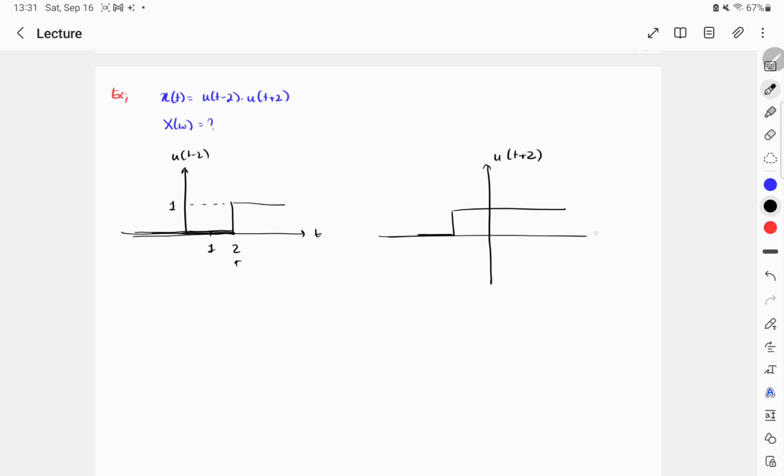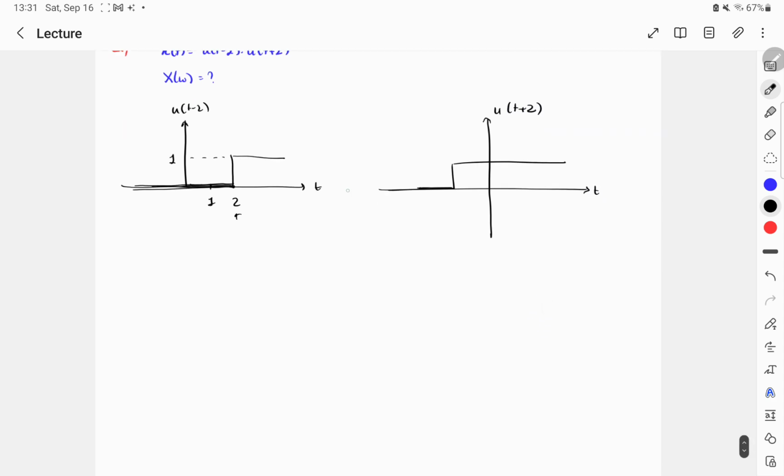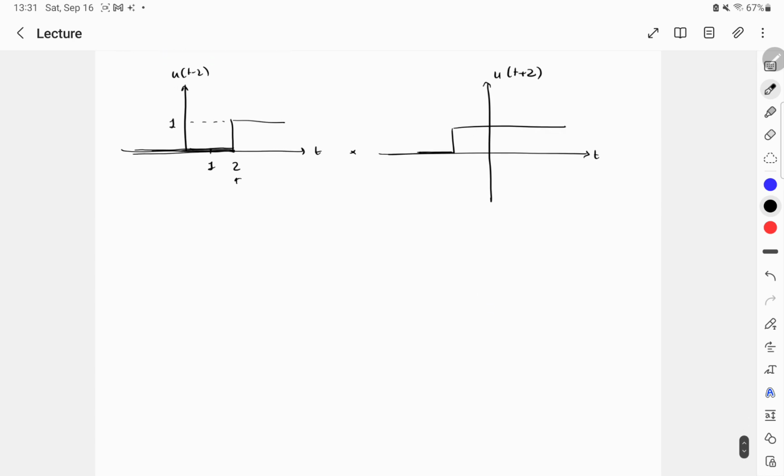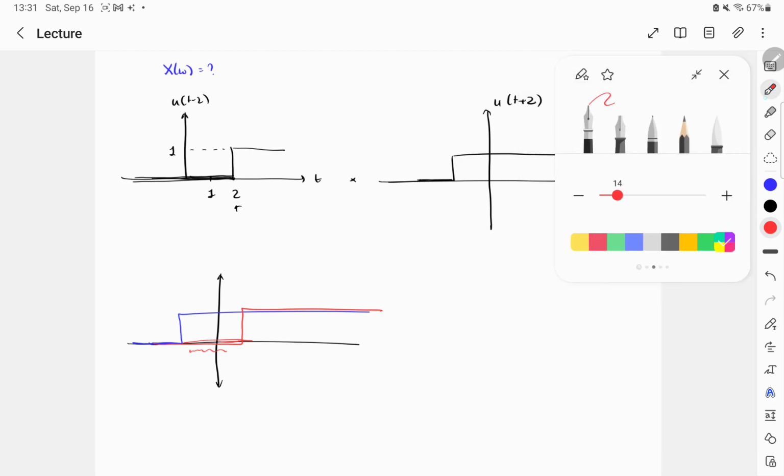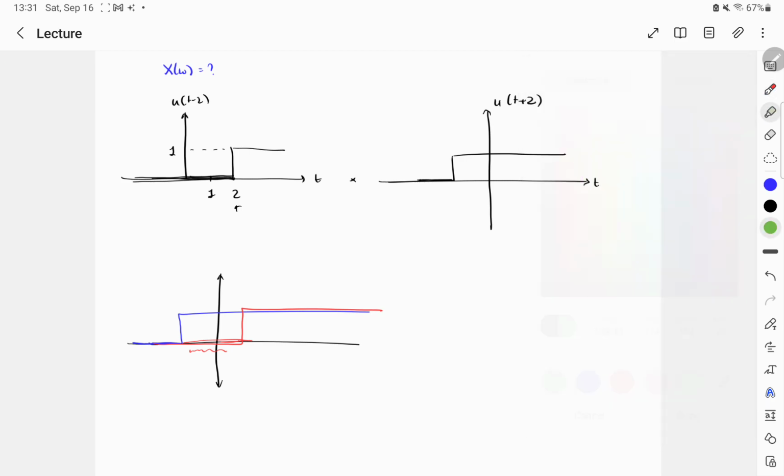u(t) plus 2. We have t here. And then if we were to multiply these two, what did we have? Let me just try to multiply both of the values. This is our first function, and then this is our second function. Since one of them takes 0 values here, the resulting function will have 0 as well.